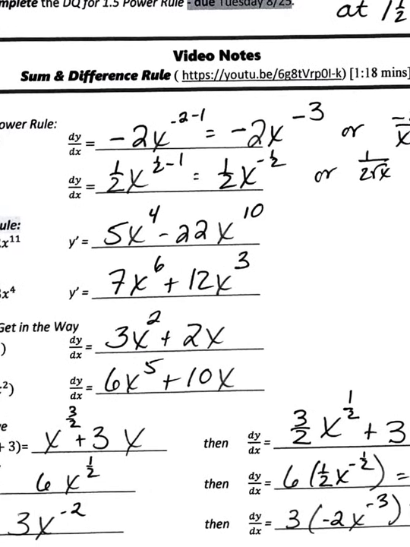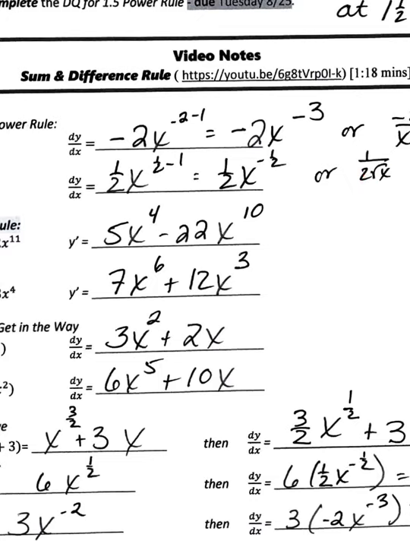When we take a look at the sum and difference rule in more detail, these notes are from the video. We take this, find the derivative, you bring the -2 down, -2 minus 1 is -3. Yes, you can convert it to a fraction. For this one, you bring the 1/2 down, subtract 1, you get -1/2, which is really 1/2 x to the -1/2, which is 1/(2 root x).